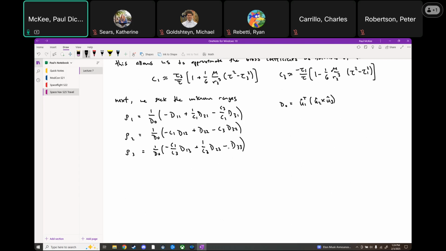And then here come the rest of these. D11 is R1 transpose u2 cross u3. D21 is R2 transpose u2 cross u3. And then D31 is, you guessed it, R3 transpose u2 cross u3.